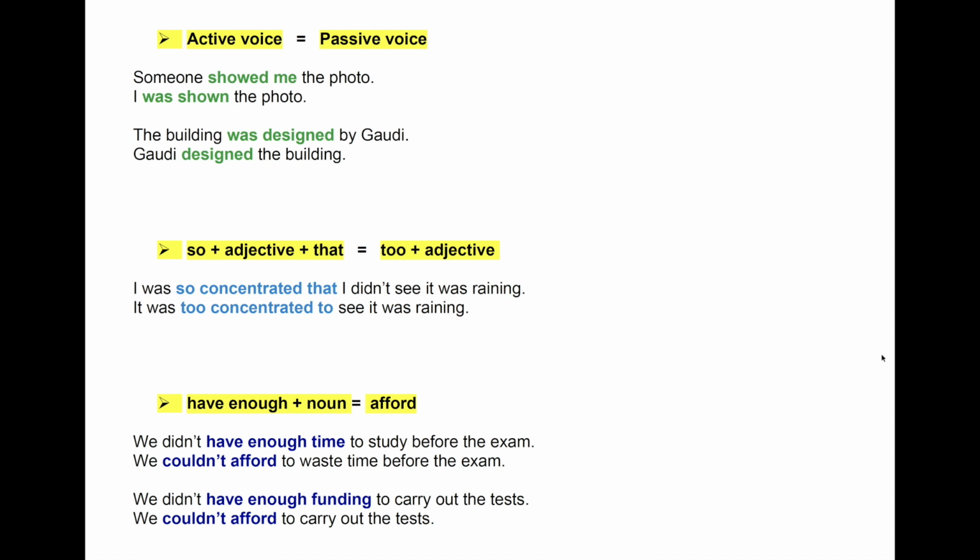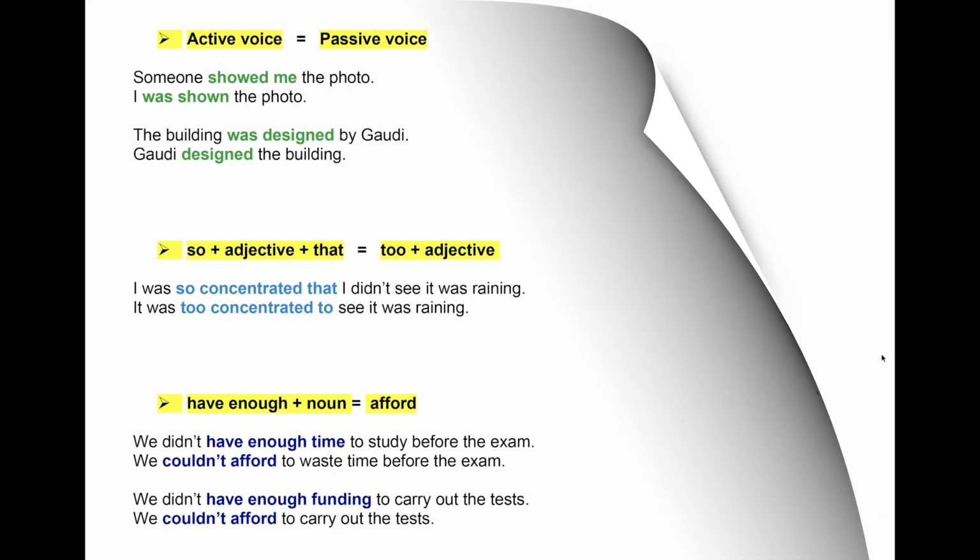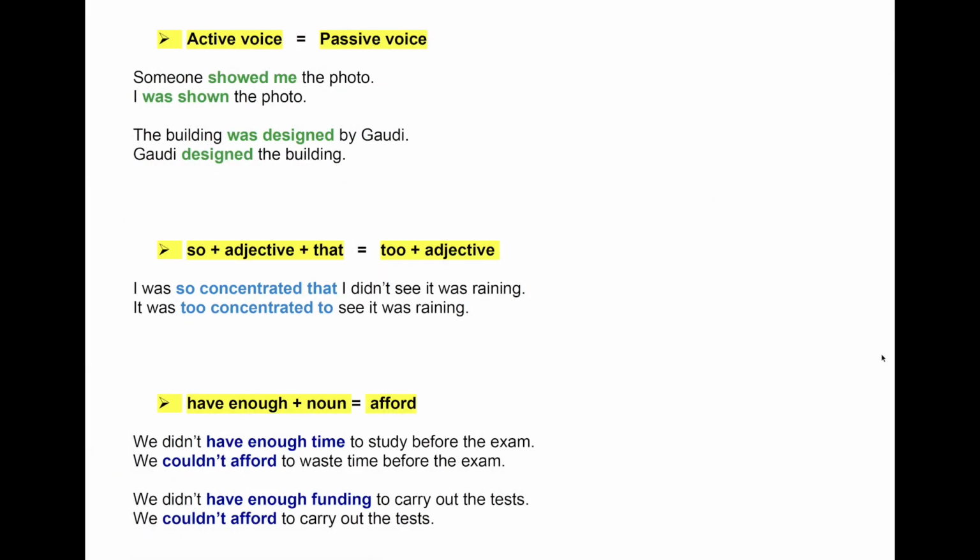I was so concentrated that I didn't see it was raining. I was too concentrated to see it was raining. "Have enough" and a noun can sometimes be changed into "afford". We didn't have enough time to study before the exam. We couldn't afford to waste time before the exam.